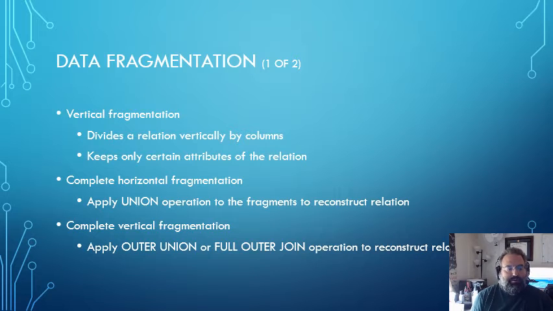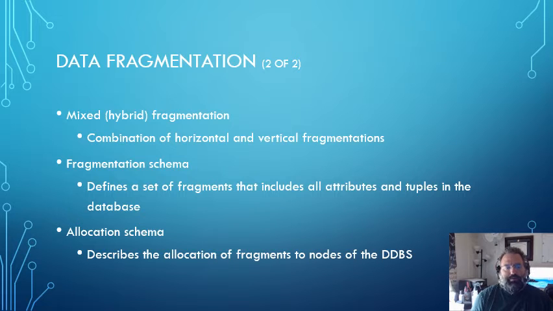Vertical fragmentation is about defining a relation vertically by columns. It's putting columns in certain locations based upon need. It keeps only certain attributes of the relation. For complete horizontal fragmentation, you essentially apply a union operation to the fragments to reconstruct the relation at a given location. Complete vertical fragmentation applies an outer union or full outer join operation to reconstruct the relation. You typically don't see as much vertical fragmentation as you do horizontal. Sharding is very commonly used. Vertical fragmentation, not quite so much.